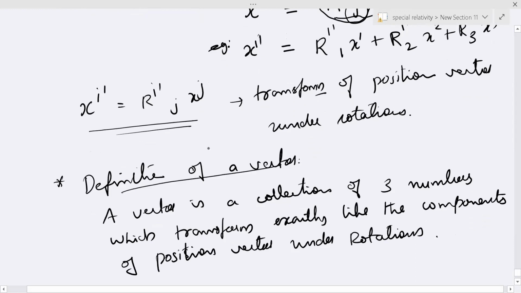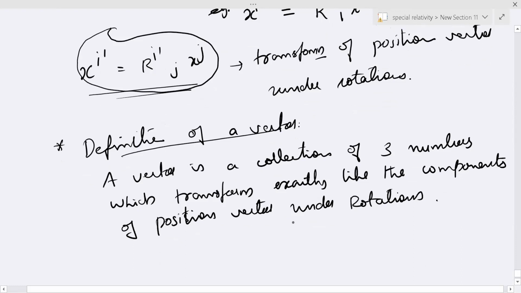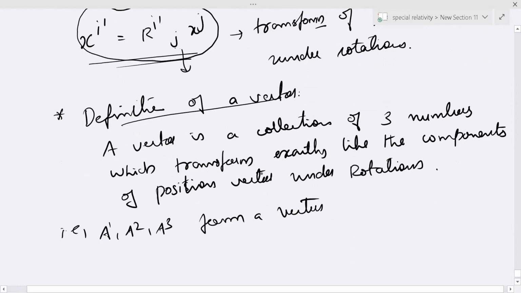What's the definition of vector? We know that the components of a position vector transform according to this rule, right? And how do you define a three vector? A three vector is a collection of three numbers, provided they transform exactly according to this equation under rotation. That means we can say that, for example, A1, A2, A3 form a vector. Okay, these three numbers A1, A2, A3 form a vector.